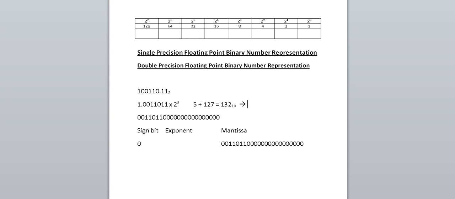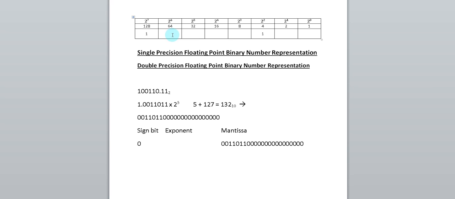So to convert that into its binary, I'm going to use this table here. And I'm going to find numbers from this row which, when I add them up, will be equal to 132. So in this case, I'm going to use 128 and 4, since that is equal to 132 perfectly.